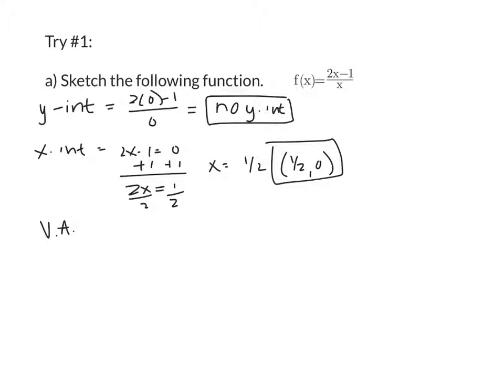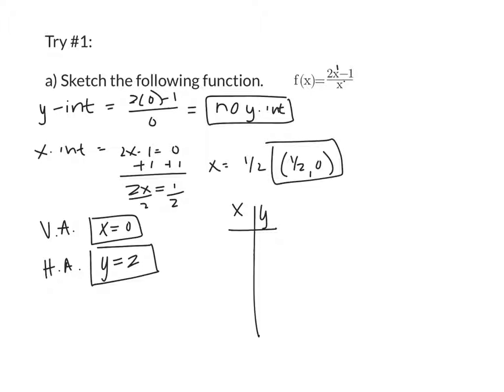Our vertical asymptote is setting the denominator equal to 0, so that's just x equals 0. And our horizontal asymptote is checking the power, so they're the same power. So our horizontal asymptote is y equals 2, because we look at the coefficients. So from there, if we create a table, my main value is really only 1/2. So I should create values that are around 1/2. So I'm going to choose -1, 0, and 1. And we'll see what we get from those values.